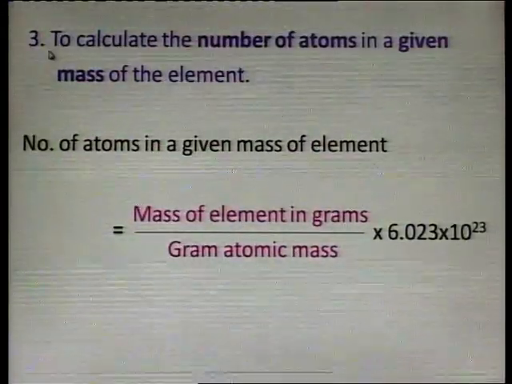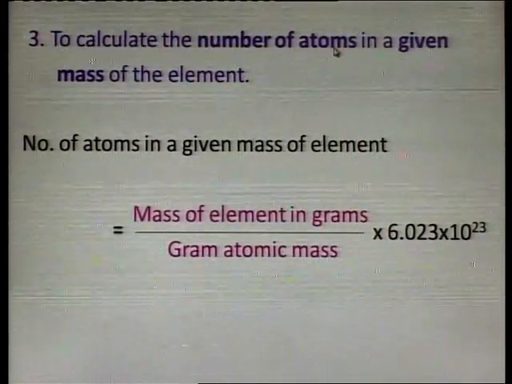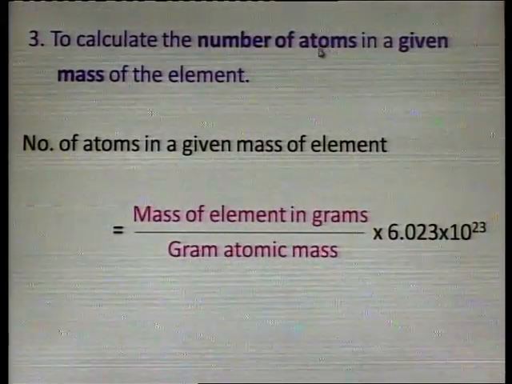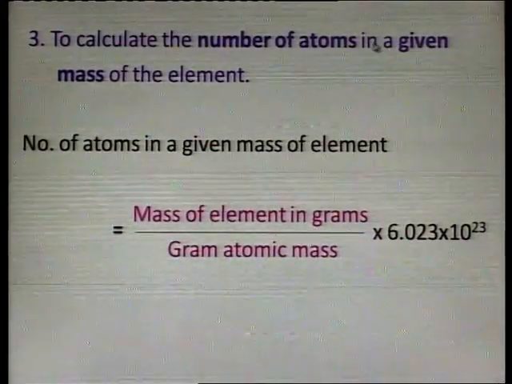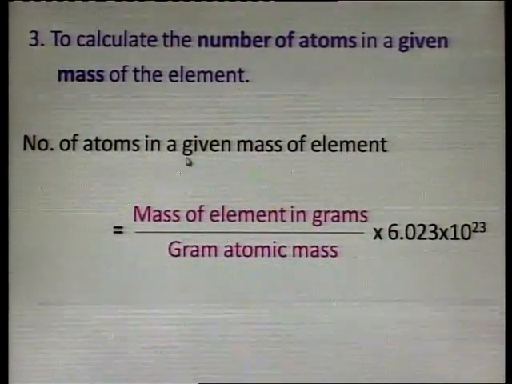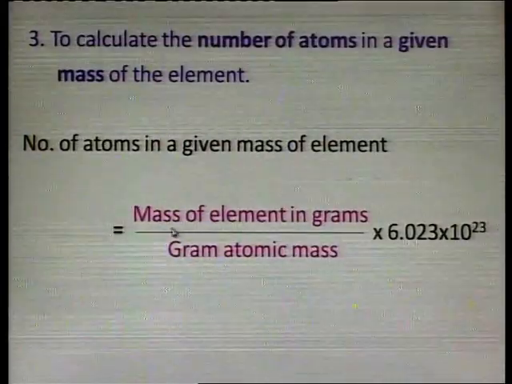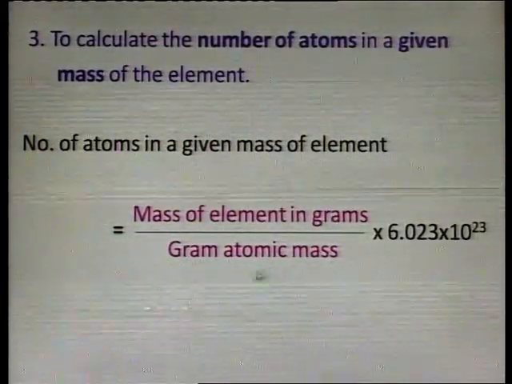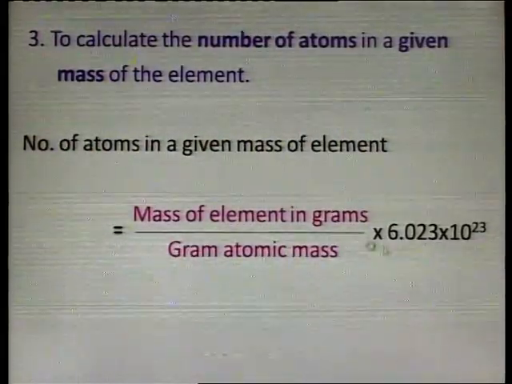The third application of the mole concept is to calculate the number of atoms. Previously, we calculated the mass of the atoms. Now, we can calculate the number of atoms in a given mass of an element. The number of atoms in a given mass of the element is equal to the mass of the element in grams divided by gram atomic mass, into Avogadro's number.